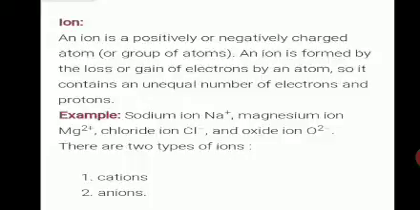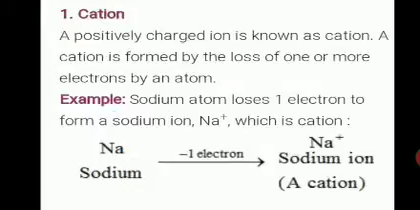We will call positively charged ions cations, and negatively charged ions are called anions. Okay, positively charged particles are called cations and negatively charged particles are called anions.